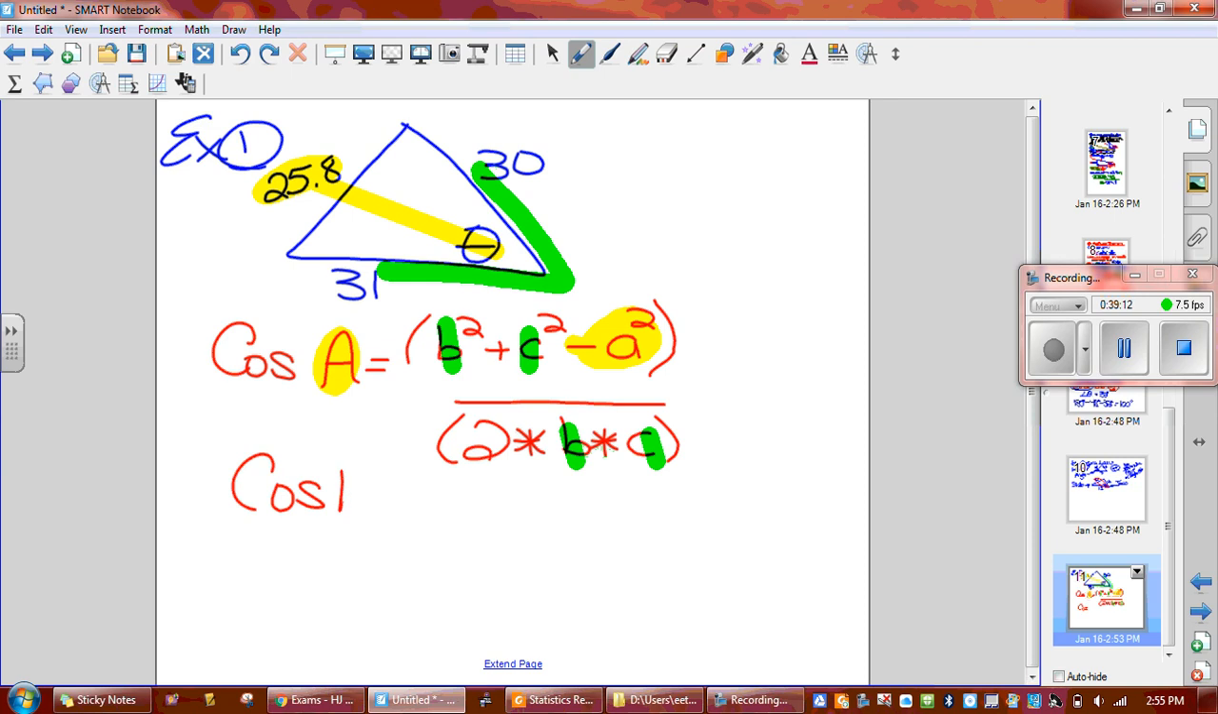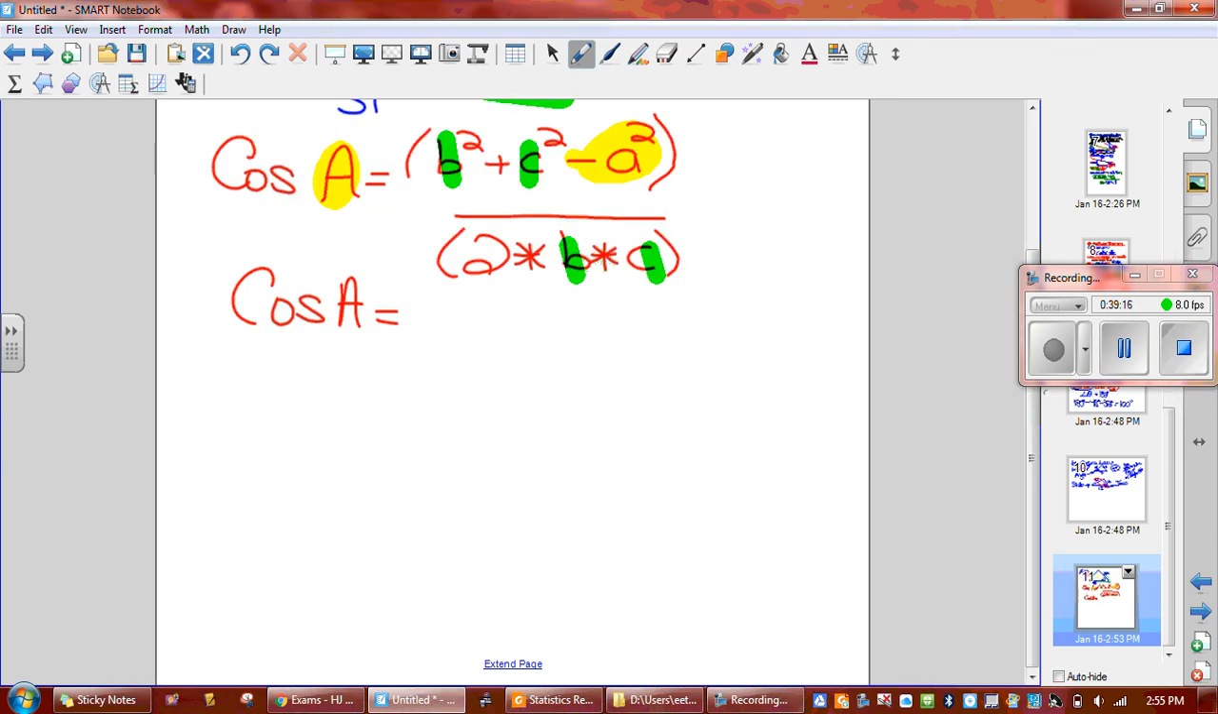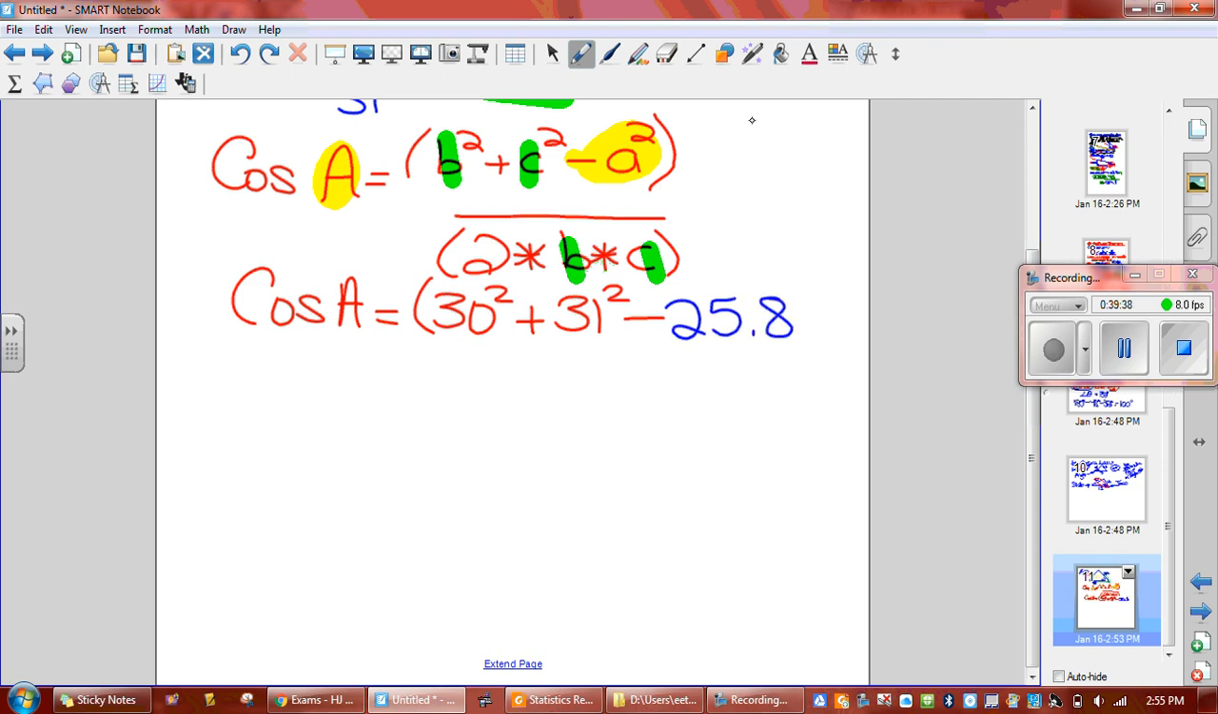So we've got the numbers that are tacoing, 30 squared plus 31 squared minus the guy across, which is 25.8. And again, we have to square him, because that's what the equation says. And then 2 times the first two numbers, 30 times 31. And that's exactly how we type it in a calculator. Okay, I'll give you a couple minutes to type that in.